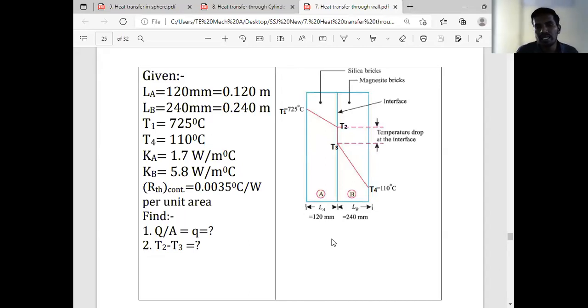Okay, so draw this diagram. T1 is 725, T2, T3 are the interface temperatures. Layer A having thickness LA 120 mm, LB 240 mm, T4 is 110. Okay, silica brick is there and magnetite brick is there.